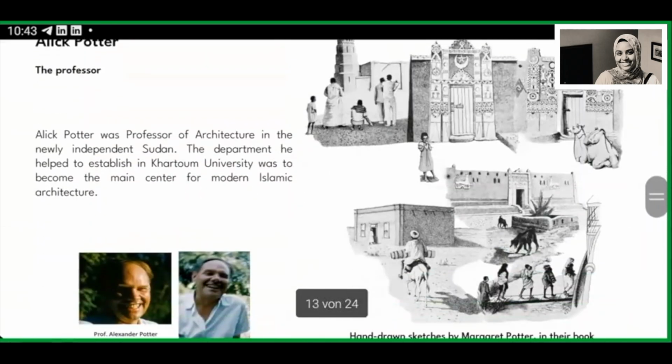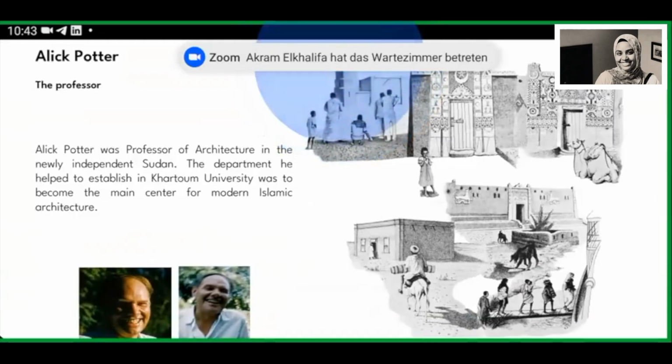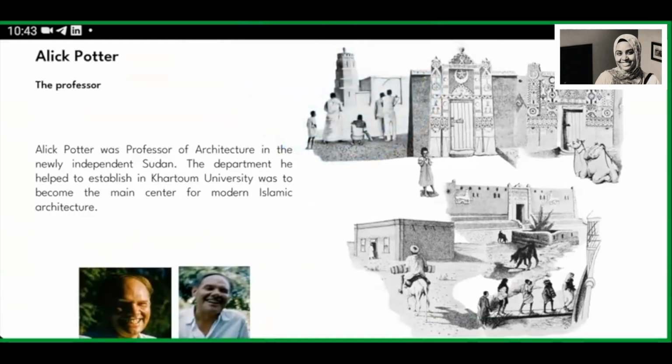So regarding what Alec Potter had done here in Sudan and how he documented this, we can say the sketches that are shown here are hand-drawn sketches that were drawn by his wife in their book, Everything is Possible, Our Years in Sudan. One of the most remarkable reviews that I've read about the book says that the book, in essence, is about what Sudan had taught the Potters.